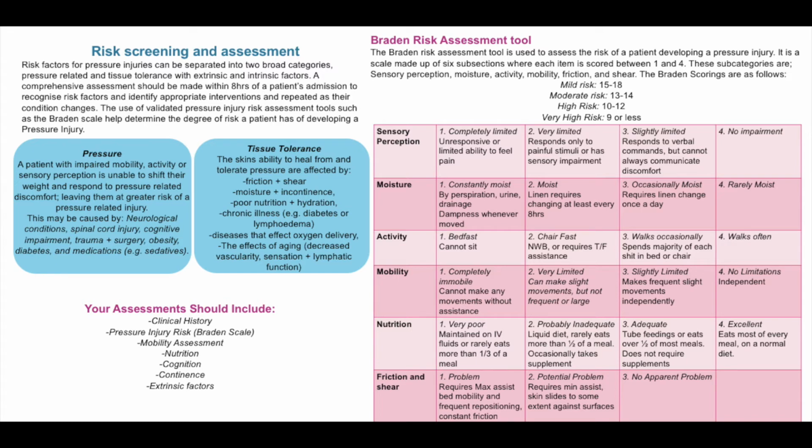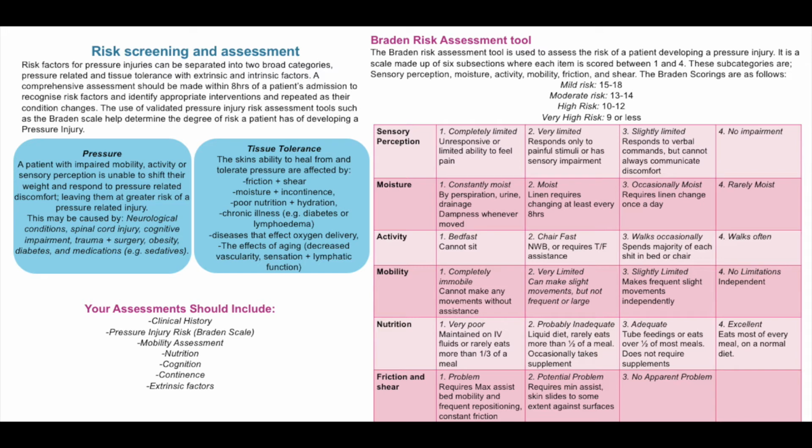The Braden Risk Assessment Tool is a scale made up of 6 subsections, where each item is scored between 1 and 3 or 1 and 4. These subcategories are sensory perception, moisture, activity, mobility, friction, and shear. The Braden scorings are as follows. So a patient is at mild risk if they score between 15 and 18, moderate risk if they score 13 to 14, high risk if they score 10 to 12, and very high risk if they score 9 or less.